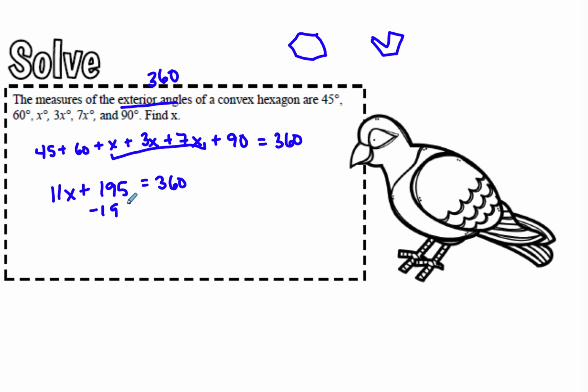I'm going to subtract 195 from both sides. Okay, so let's see. 360 minus 195 gives me 165. And then I'm going to divide both sides by 11 to get the variable by itself. 165 divided by 11 gives me 15. So x equals 15 degrees.